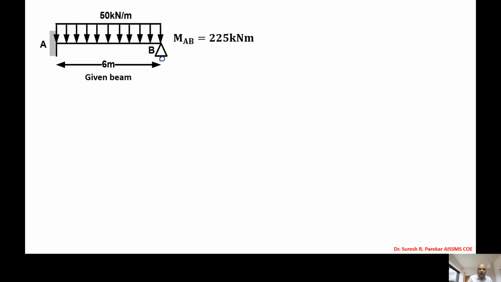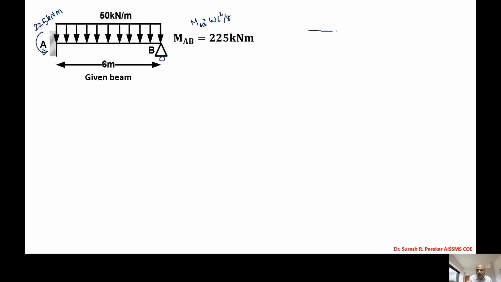Now the value of MAB, if we calculate, is WL square by 8, and that we will get as MAB. So due to simple support also we have the same value. By solving the problem we will get the moment, and that is equal to 225 kilonewton meter. We are interested to plot BMD on the tension side. Now in this case, we will again get two diagrams.